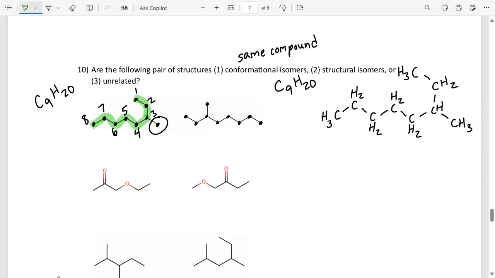We're going to highlight. And again, if I start on either end here, if let's say I started backwards, when I get to this fork in the road, I have to decide which way to go, and I want to go whichever way is the longest. Okay, I could have also started from the left and went across, and I'm still going to keep going because that's the longer path. And then I want to number them starting at the end that's closest to that branch. So here I'm going to go 1, 2, 3, 4, 5, 6, 7, 8. So in both cases, my longest carbon chain goes up to 8 carbons.